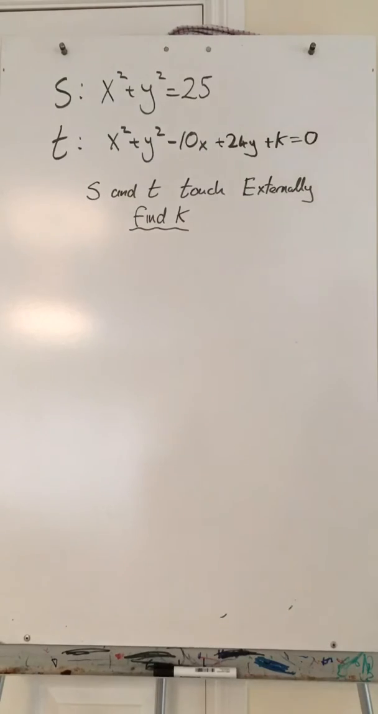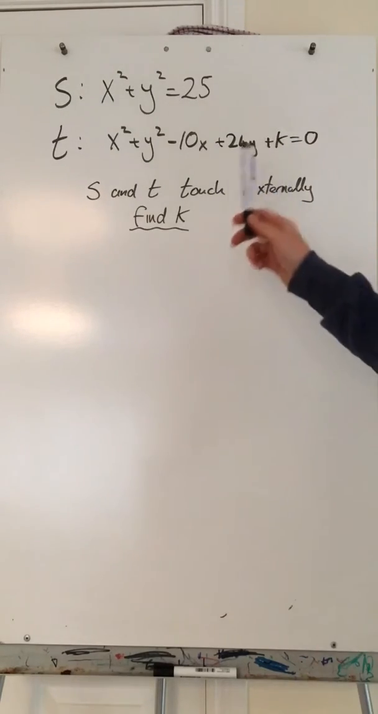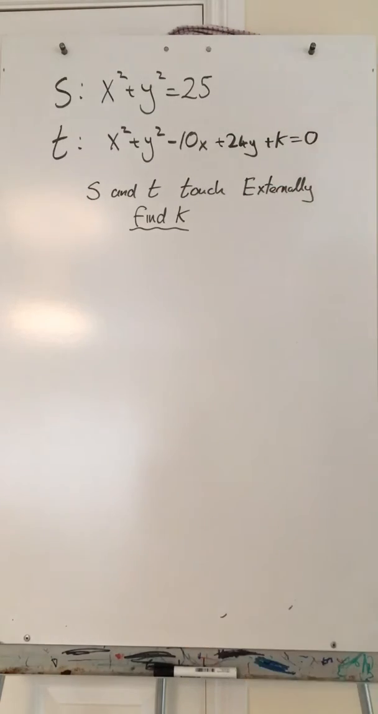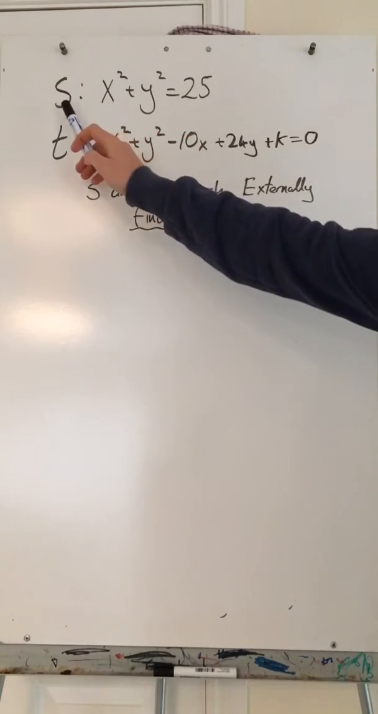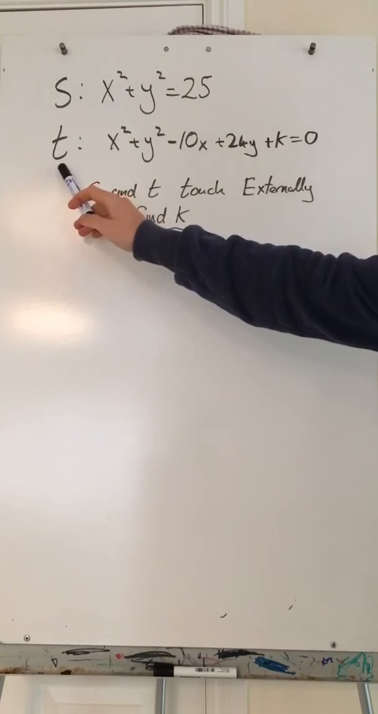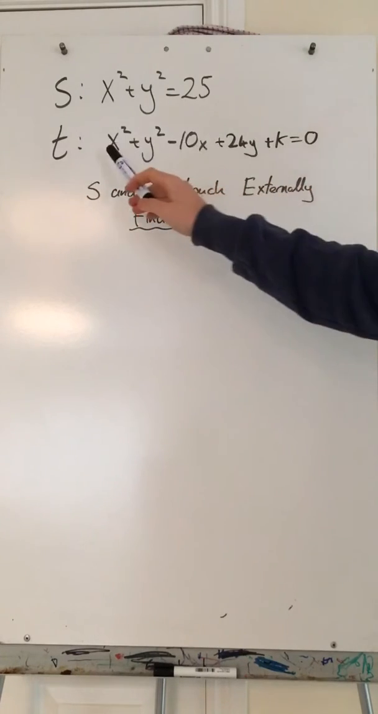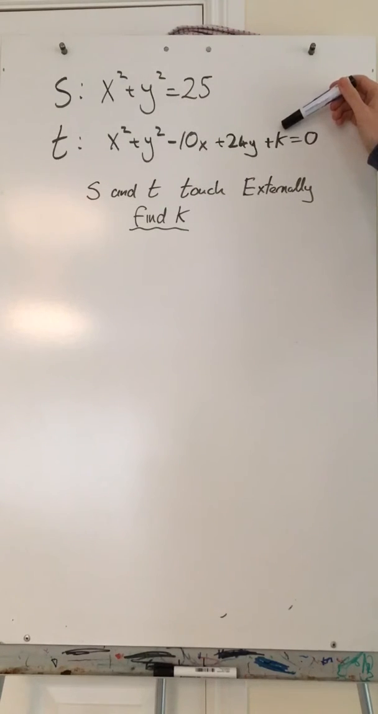This is the last thing that we're going to do in this video. This question is what I would see as a typical exam question, something that will probably come up in the Leaving Cert. Let's have a look at this. We have two circles. The first one is S, and there's the equation of S. Then we have another circle called T, and there's the equation of T. If you notice, we don't know the full equation of T because there's a K here. There's supposed to be a number here, but we don't know what it is.